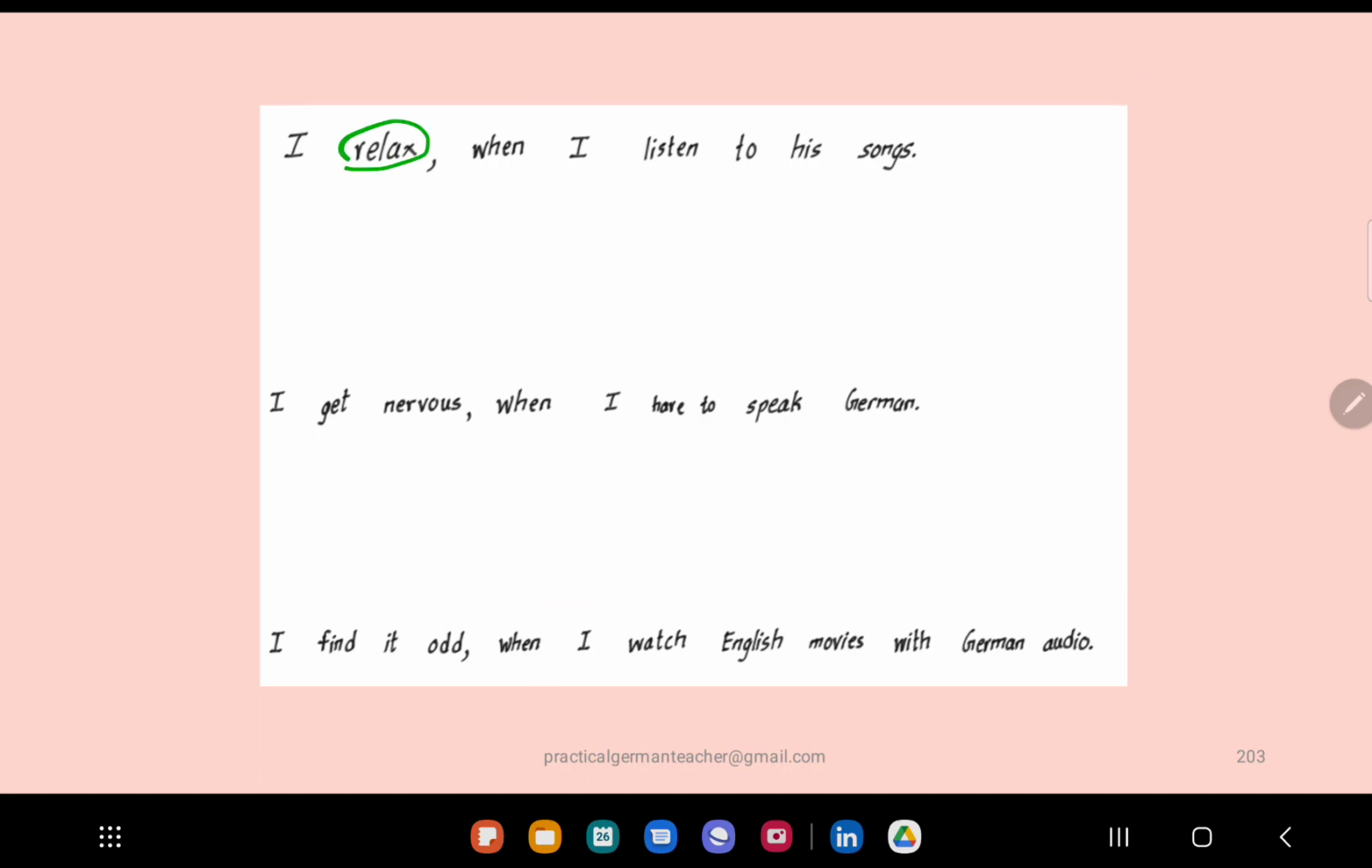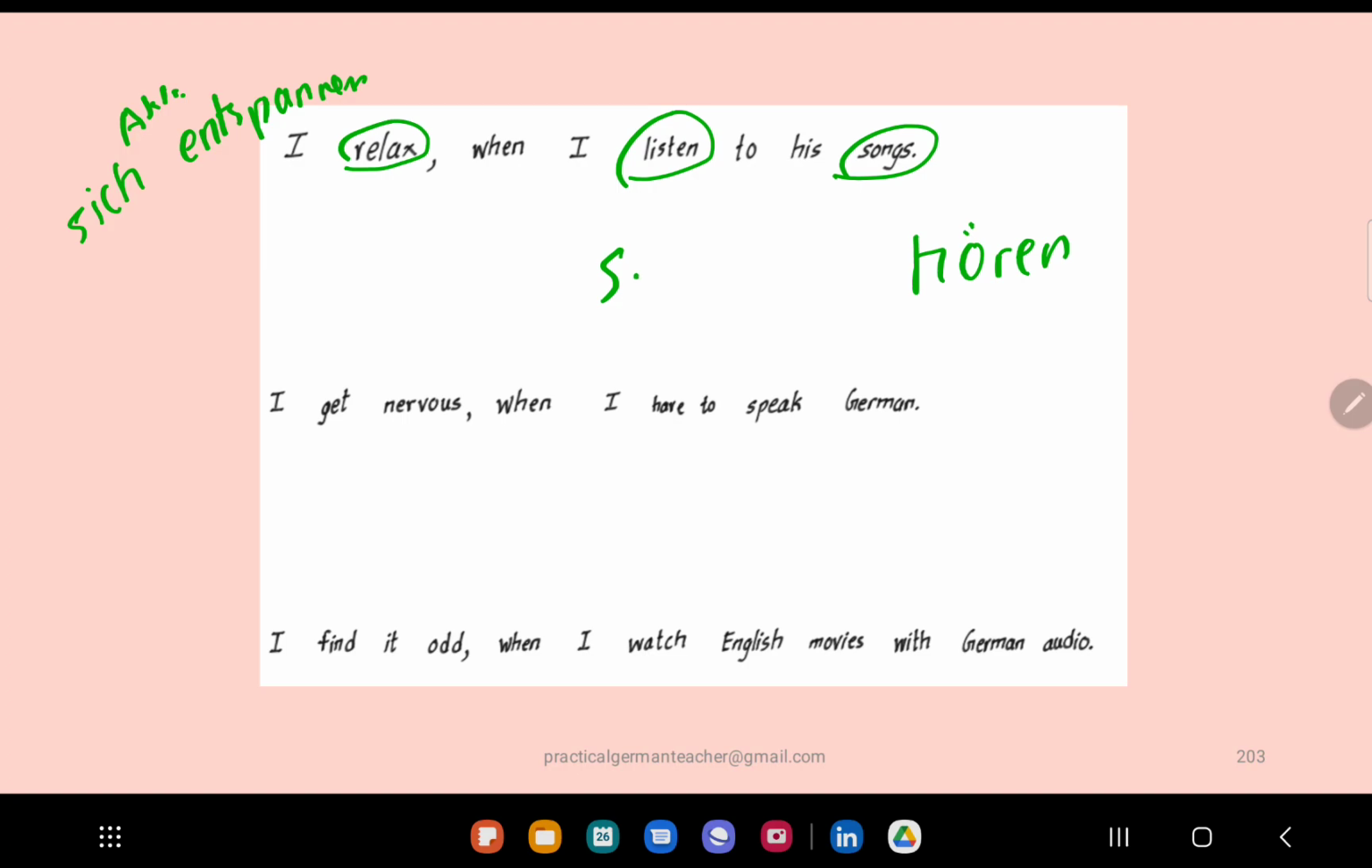Now to say to relax, you use the verb sich entspannen, and it is sich Akkusativ entspannen, right? To say listen, it will be hören. What is songs? You can just say songs, okay, the songs plural, or you can also say das Lied. Das Lied is singular, and the plural is die Lieder.